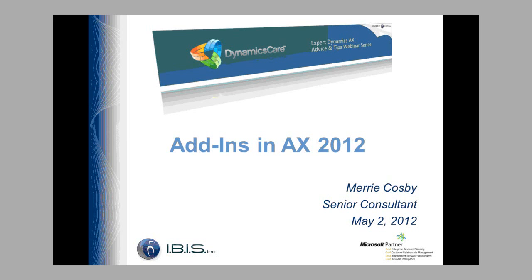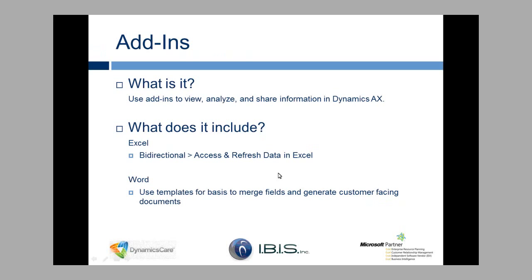If you use it straight out of the box, there's a lot of functionality that doesn't really require a lot of development type work or knowledge to be able to use this part of the functionality of AX. So what we're going to do today is talk about Excel. It is a bi-directional tool, so you can not only pull data out of AX into Excel, but you can also import data back into AX from Excel.